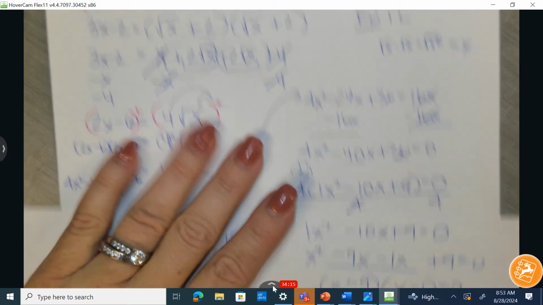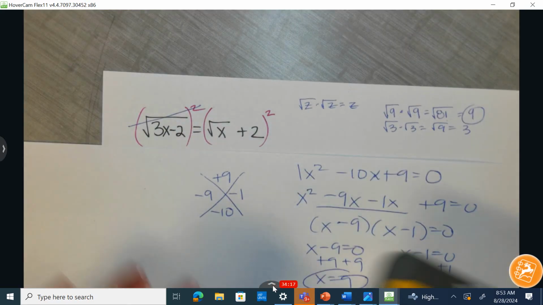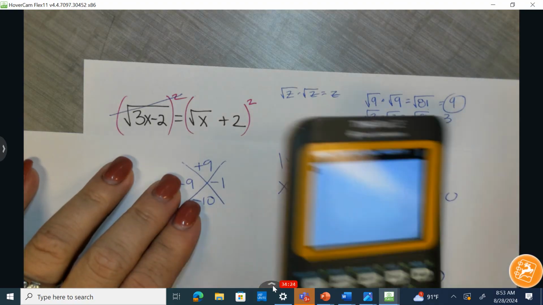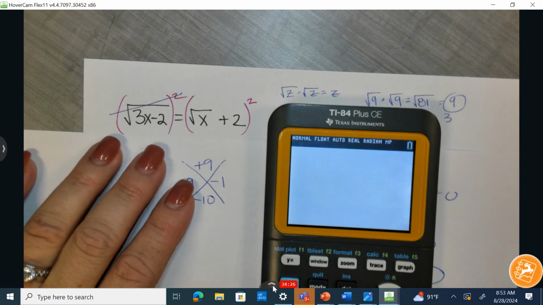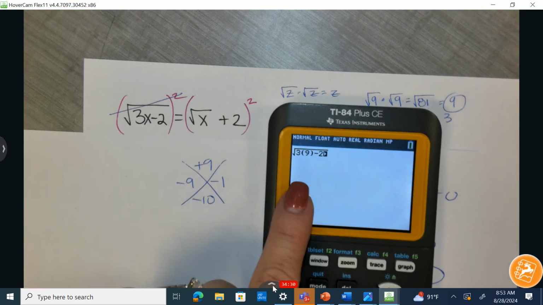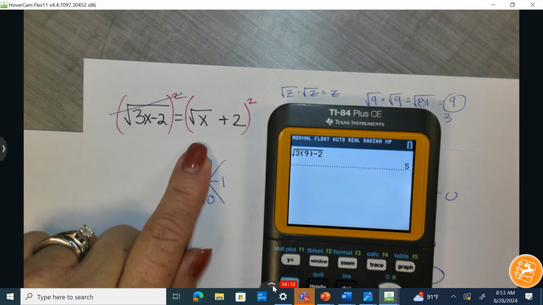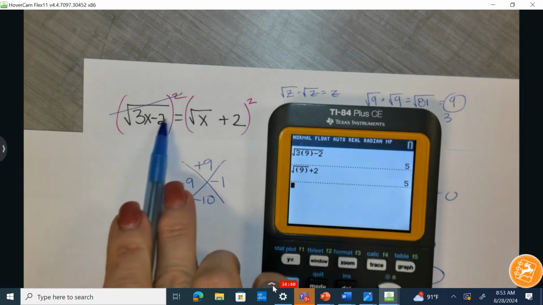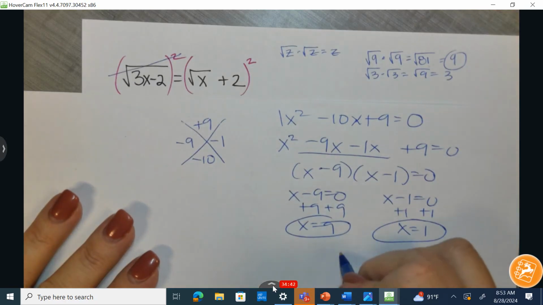Yep, let's grab our calculator. Let's go up to this original problem. Luckily, it's not very long. Let's try 9. You guys try 1, and I will try 9. My left side equals 5, my right side equals 5. So I know 9 works because the left side and the right side equal one another.